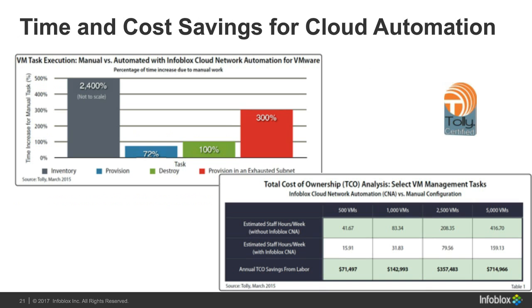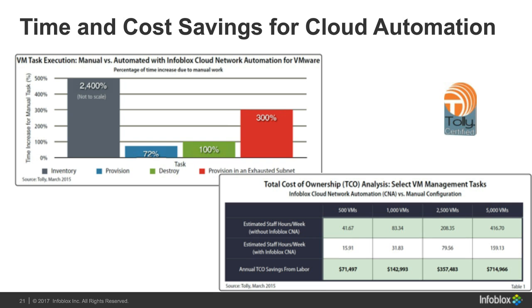One of the key things that we tend to see is that it makes sense. If I automate some of these key processes, it tends to save time and effort. We did a study with Tully Group measuring automation against doing it manually, and you can see there are huge time savings from provisioning, tracking, inventorying, and destroying along the way by automating this.